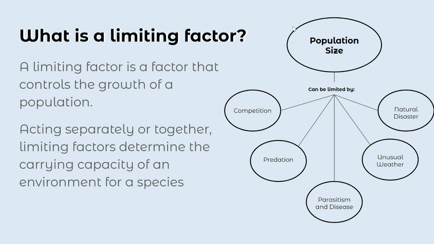Whatever works for you. So, population size can be limited by things like competition, predation, parasitism, disease, unusual weather patterns, or natural disasters. And there's a bunch more that can fit into those categories as well. These things, acting separately or together, can determine the carrying capacity of an environment for a specific species. So, a limiting factor controls population size by creating that carrying capacity.